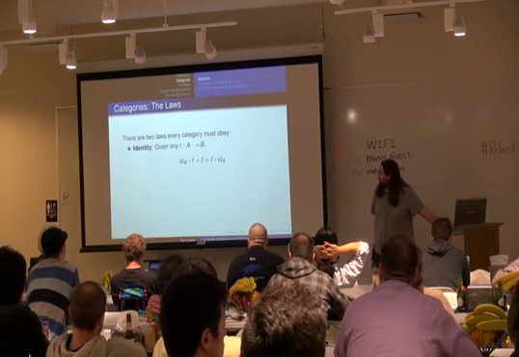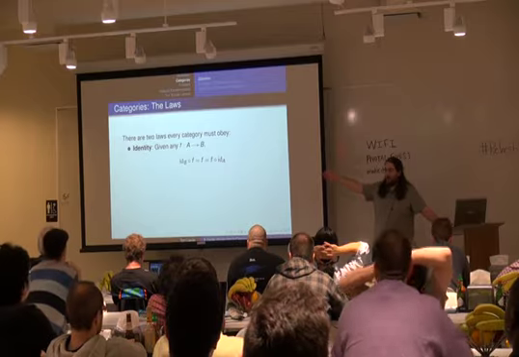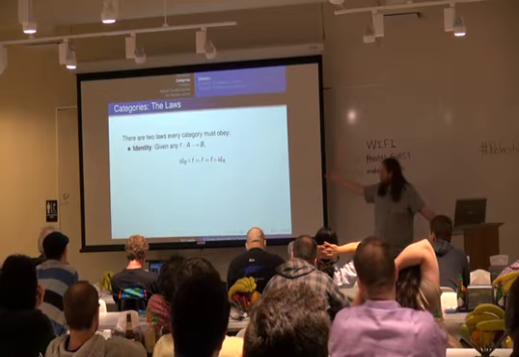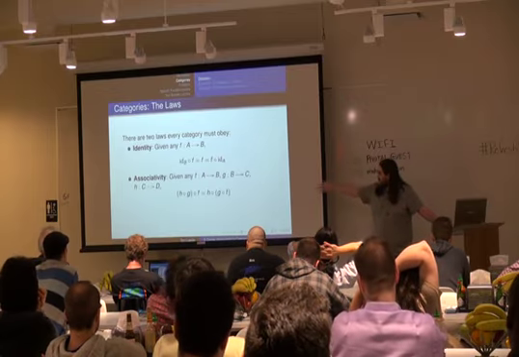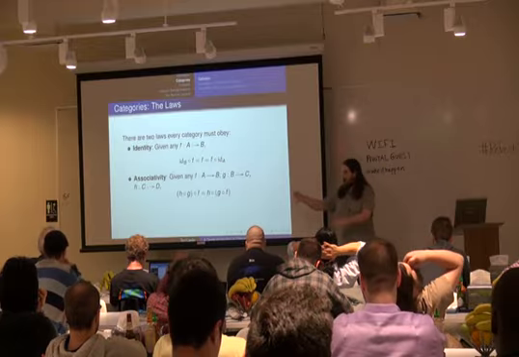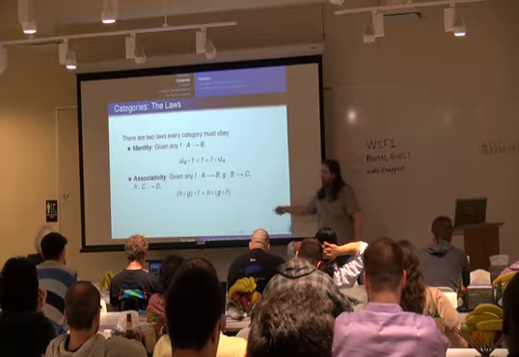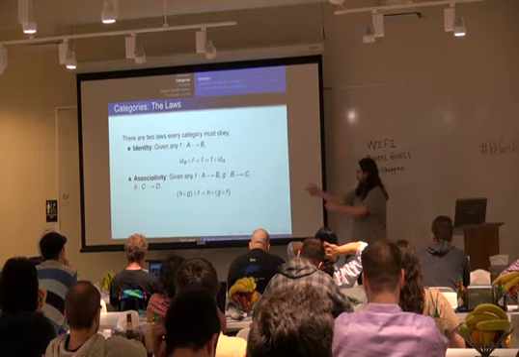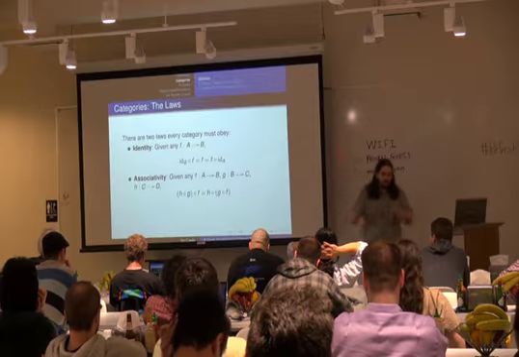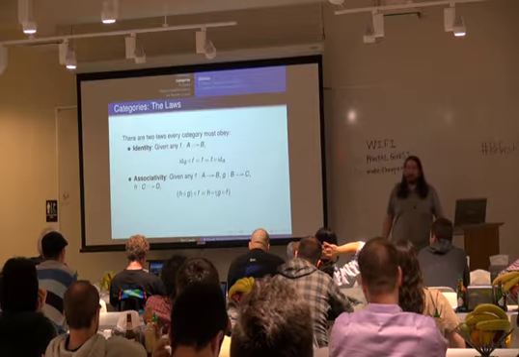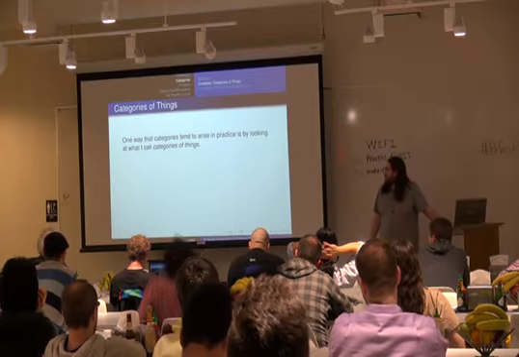So just like with monoids, there are two laws. There's the identity law, where if you compose with an identity, you get back what you started with. And there's the associative law, which says if you form this composite, it doesn't matter where you put the parentheses in this operation.